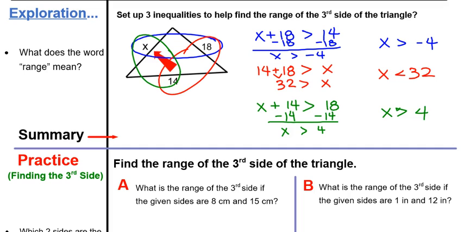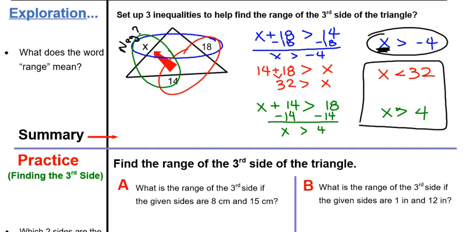Each of those is the solution to the problem, but when we look at them, one of them doesn't make sense. If you look at this first one, it talks about the third side being greater than negative 4. My question is, can this side be negative? And the answer is no. So these two give us the solution to the problem.